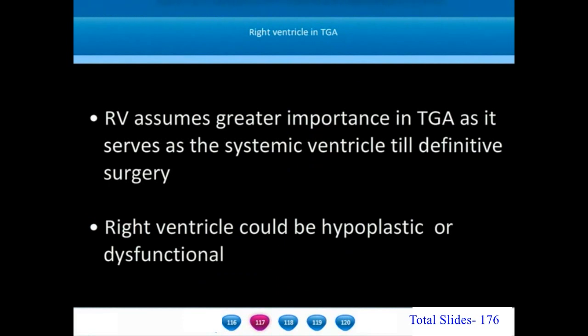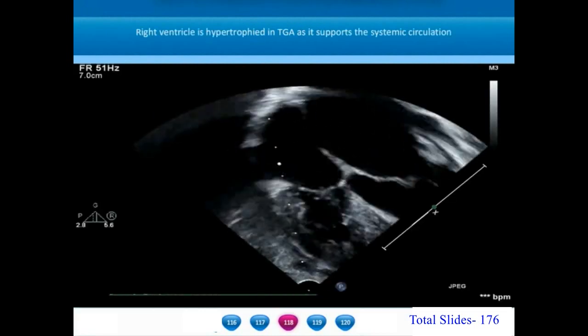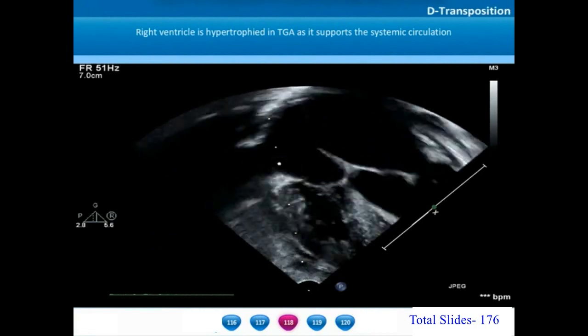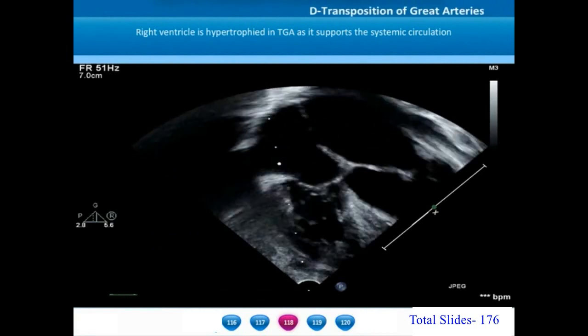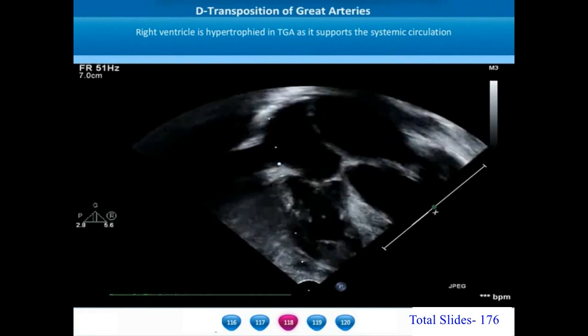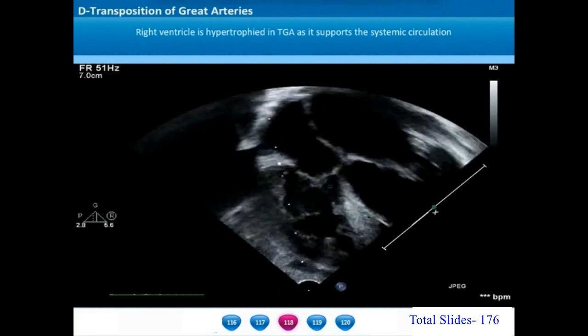Right ventricle is of significant importance in transposition of great arteries because it serves as the systemic ventricle till a definitive surgery is completed. The right ventricle can be dysfunctional due to its inability to sustain the systemic circulation, and in some patients it can even be hypoplastic. In almost all transposition of great arteries, the right ventricle will be hypertrophied because it supports the systemic circulation and sustains the systemic pressures.